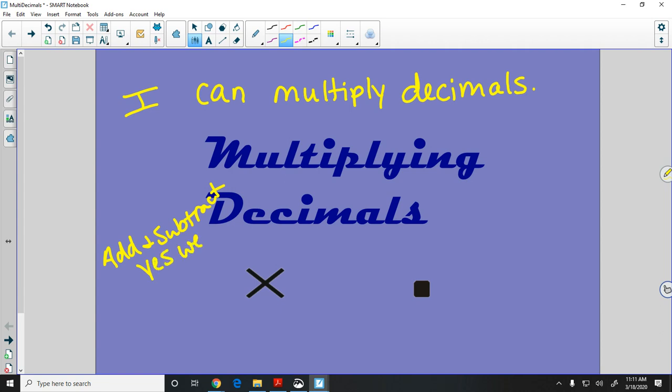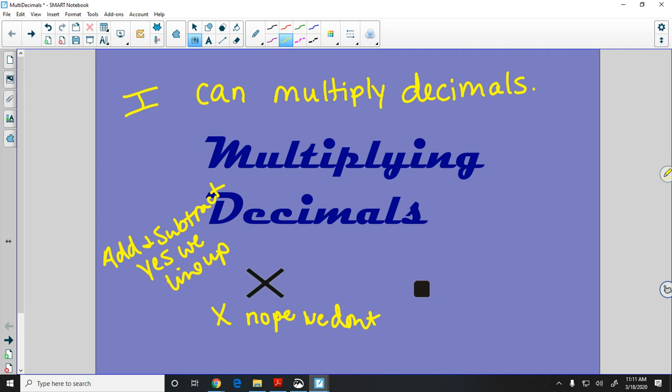Yes, we line up. Multiply? Nope, we don't.